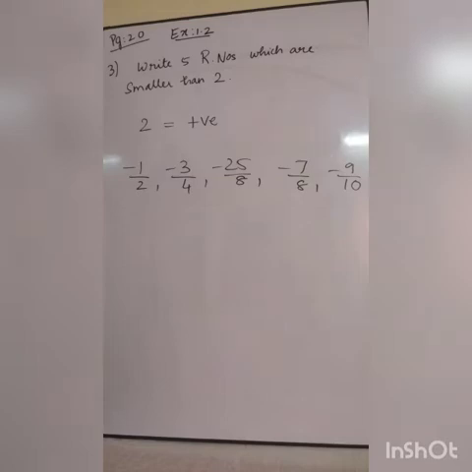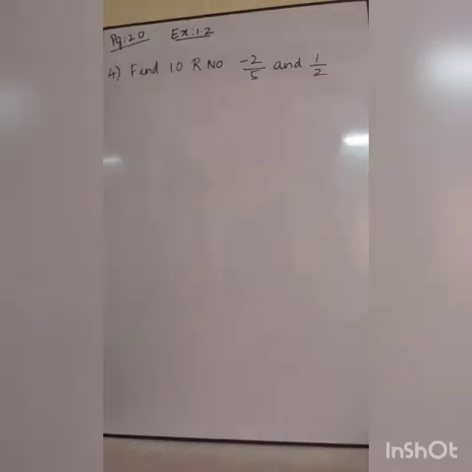So we have found 5 numbers. You can also write any 5 numbers; I have just written any 5. Likewise, you can also write any 5 numbers. Understood, children?